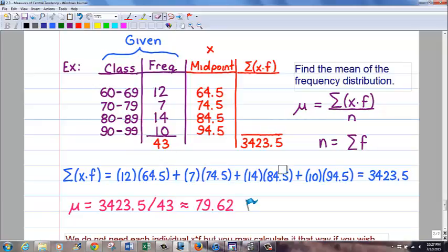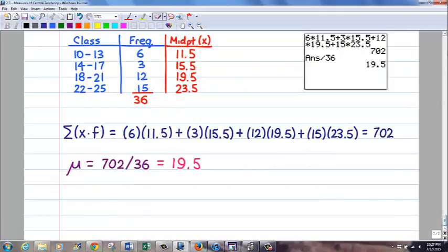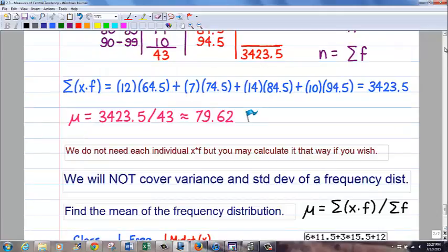Multiply, add, and so forth, and got 3423.5. Divide by 43. As I mentioned again, you don't have to show each individual xf product there. And I got 79.62, which is in my range of values, so that's a good sign. Now we are going to cover something called variance and standard deviation of a regular data set, but we're not going to do it for this. That'll be in the next section.